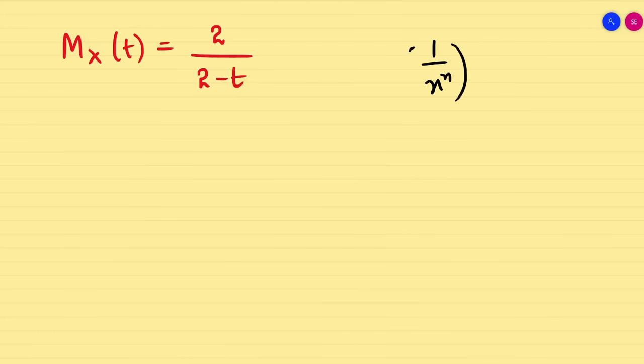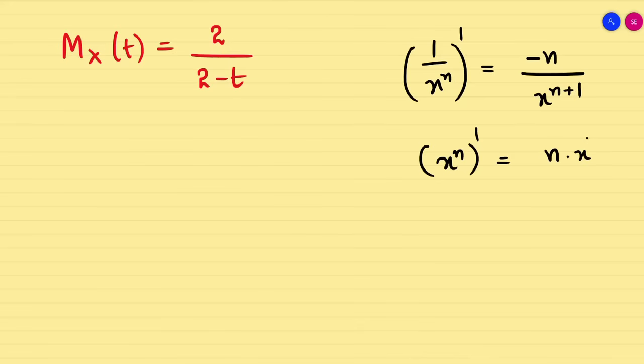Okay, so now let us write. I found the moment generating function. My Mx of t is 2 by 2 minus t. And do you remember, guys, what is the derivative of 1 by x power n? The derivative of 1 by x power n is minus n by x power n plus 1, while the derivative of x power n is simply n x power n minus 1.